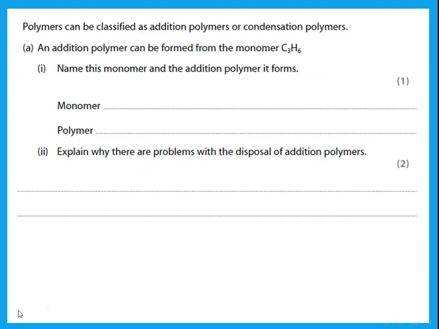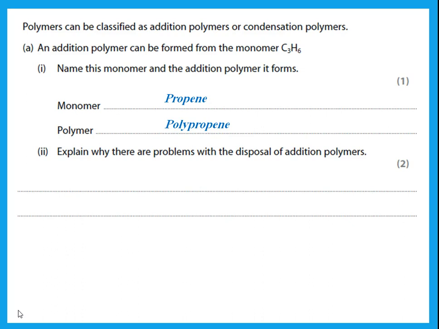Polymers can be classified as addition polymers or condensation polymers. An addition polymer can be formed from the monomer C3H6. Now he's saying name this monomer and the addition polymer it forms. So if I have C3H6, what is that? Remember that C3H6 is propene. This is something that has 3 carbons, so that is prop. And the hydrogens are twice the number of carbons, so that is an alkene. So this is called propene. Now the polymer made from propene would be called polypropene. We said it's called poly, exactly the same name.